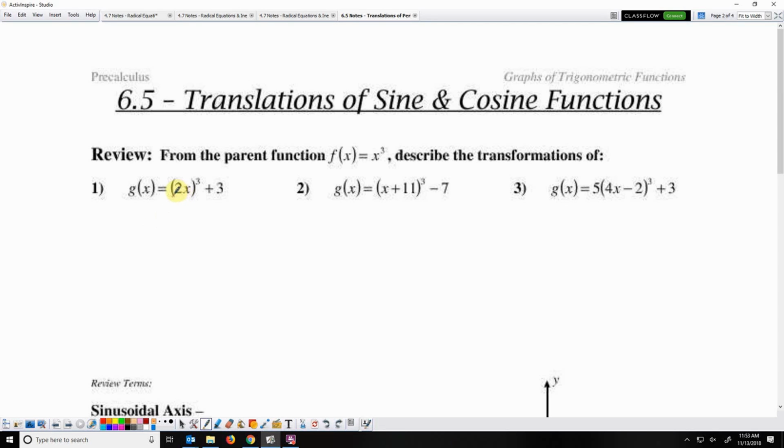So, first thing we look for in transformations is if something happens inside of the function. Here's the function, x cubed. Here, there's a 2 happening inside of it. That means it is horizontal. And since it is multiplied, it is a dilation. So the first thing that happens here is a horizontal dilation by 1/2. Then outside the function, there's a plus 3, so this will shift up 3.